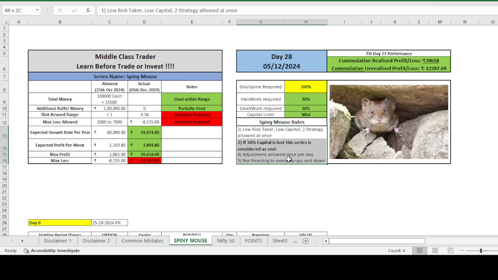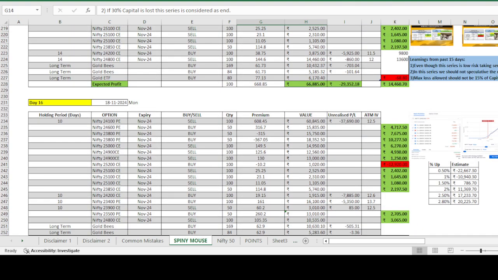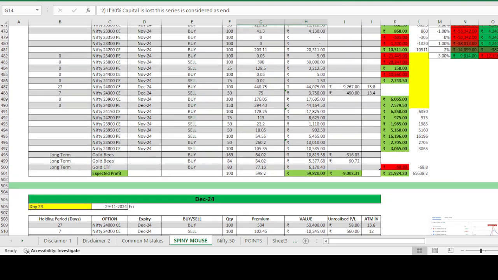And these are the rules which we are following. If we lose 30% of capital, then the series is ended. That means if we consider 1 lakh, it means 30,000 rupees. If profit keeps going, then out of that maximum amount we will calculate the 30%. And if we lose that 30% at any particular point, it is considered that we lost the series. So we need to do risk management properly. That's the main point.